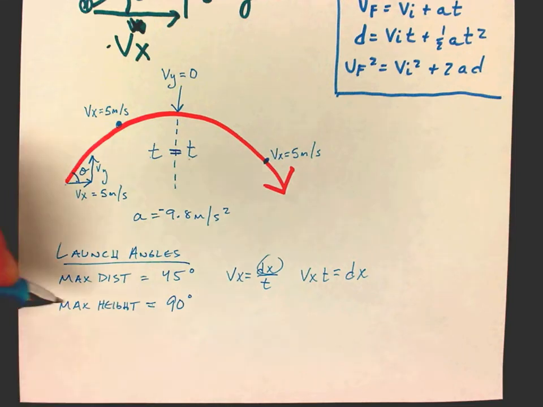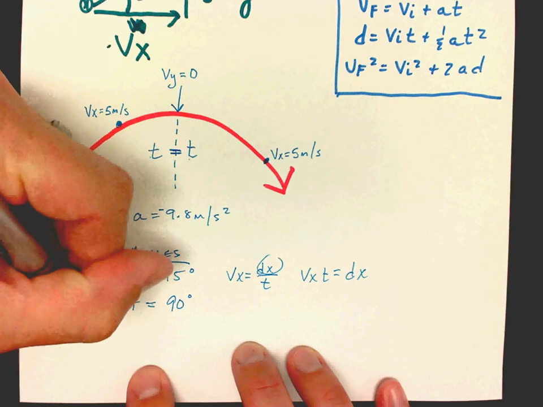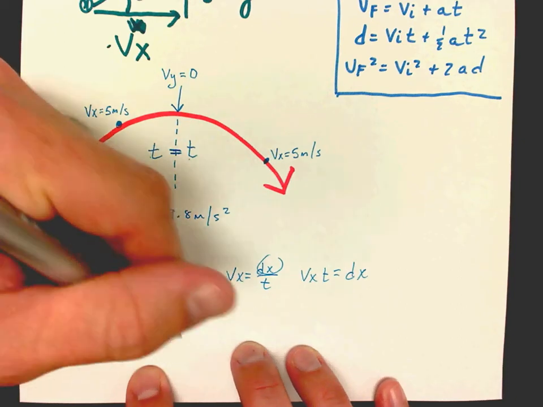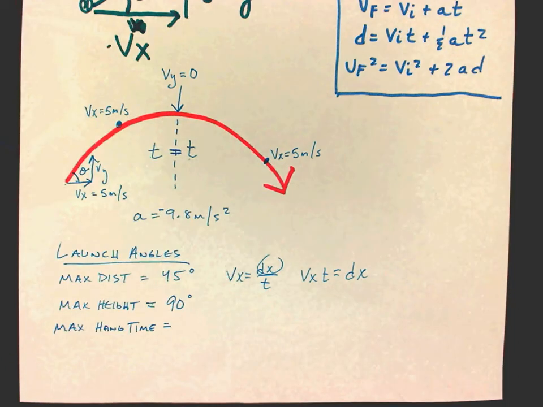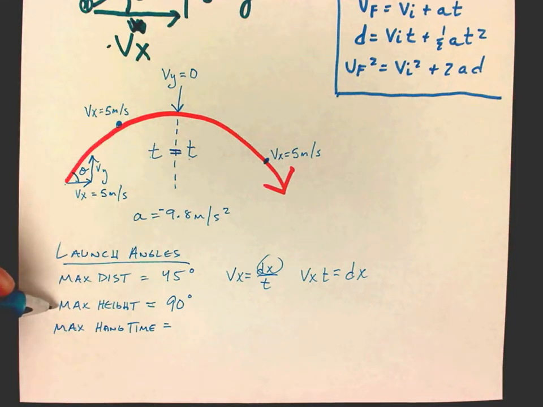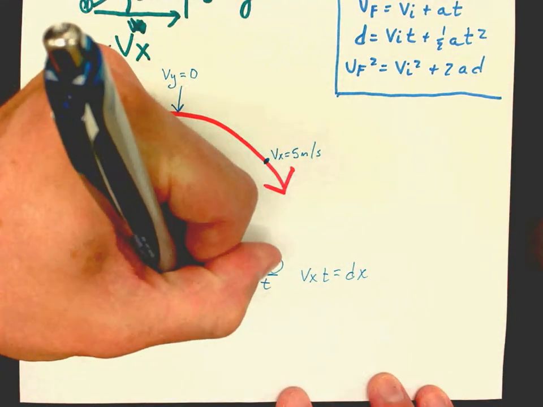Could do something called like hang time. In other words, if you wanted the projectile to stay in the air the longest, what angle would you launch it at? Well, time for these is directly related to height. And so the one that gets it to go the highest will keep it in the air the longest. So again, you would fire this thing straight up if you wanted to get it to stay in the air the longest.